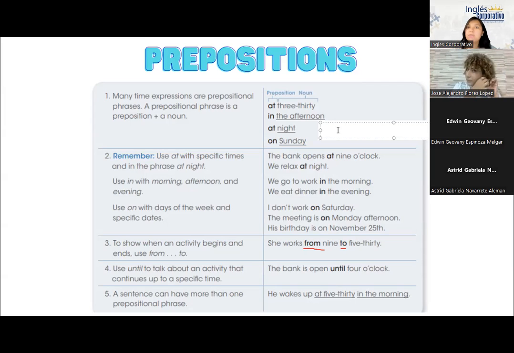My break, si algunos tienen break en sus trabajos. My break is from 3 p.m. to 3:30 p.m. Yo duermo de las 10 p.m. hasta las 6 de la mañana. So I sleep from 10 p.m. to 6 a.m. Yes?